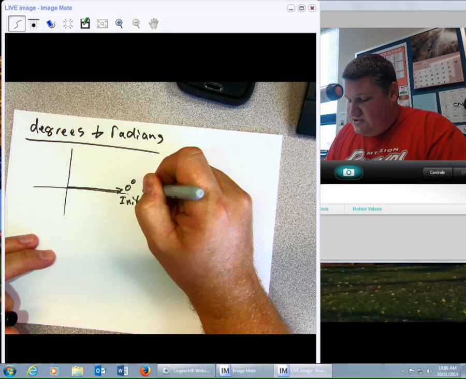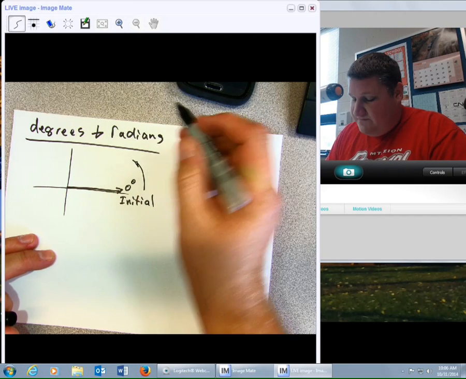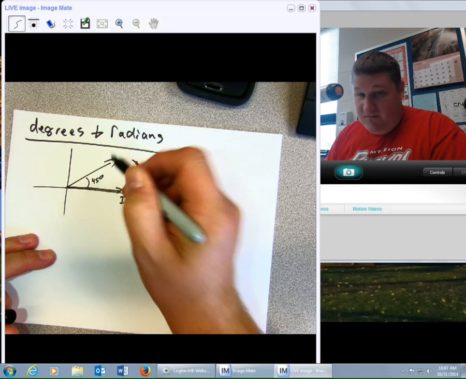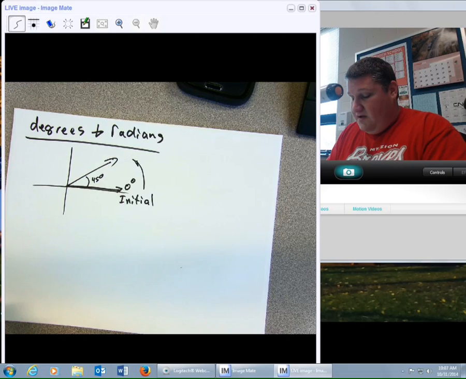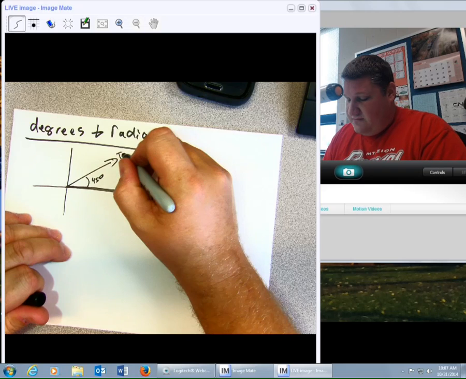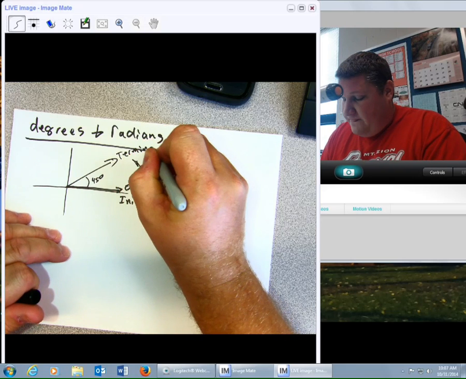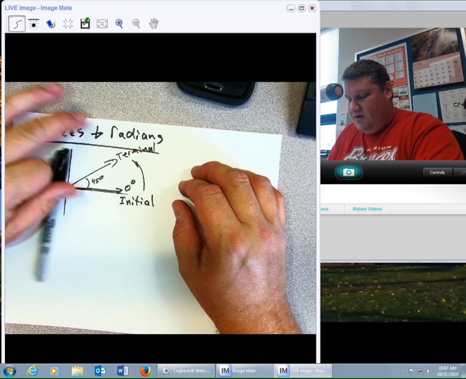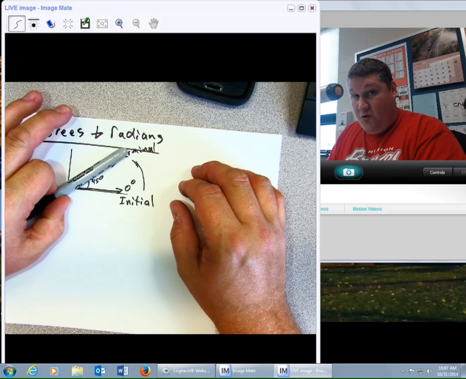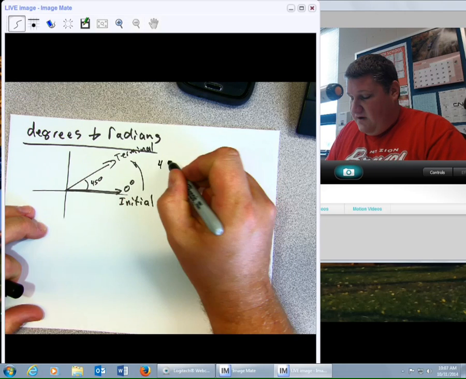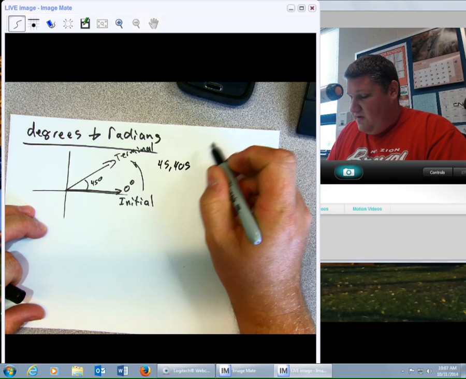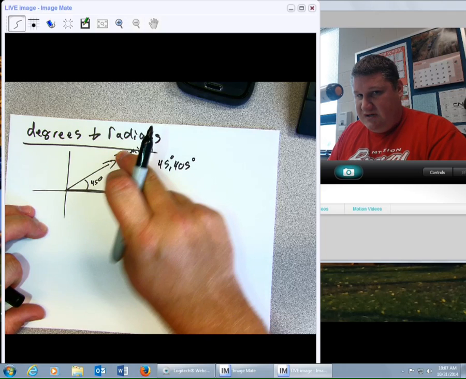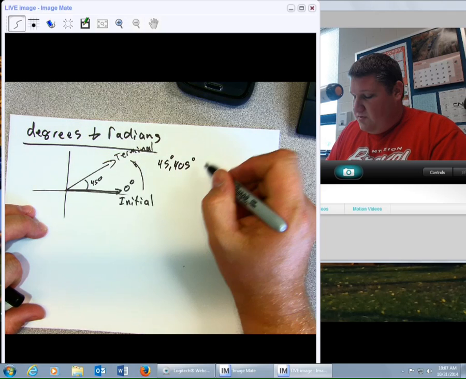Standard position is from initial moving counterclockwise to your terminal angle. In this case, let's just throw it out here at 45 degrees. Now, initial side, terminal side. Now, we could go the other way, by the way. Instead of going 45 degrees, I could go 45, swing around, and now I'm at 405. So if I have 45 and 405, those would both be in the same spot because you're just going around to get to it. Those are called coterminal.